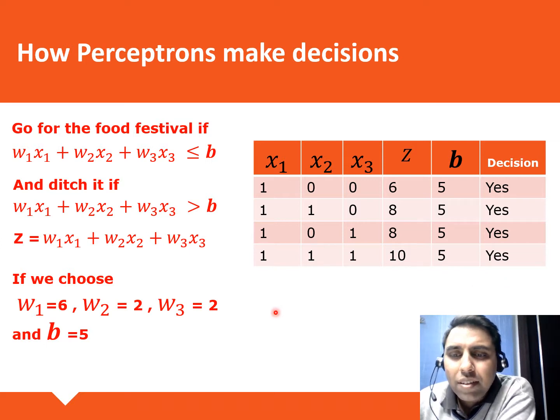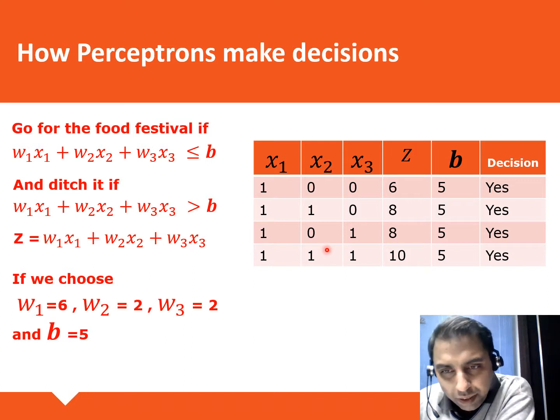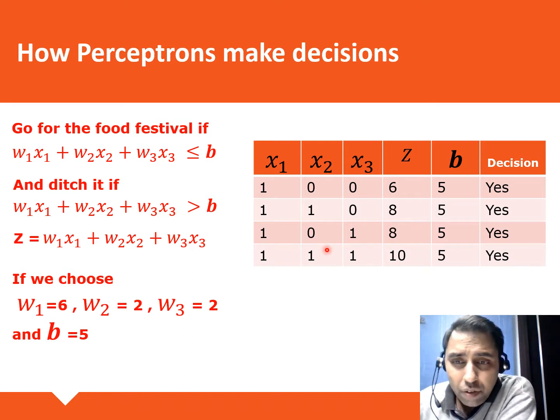If I translate this into plain English, for this particular choice of W's and B's, what happens is, irrespective of what x2 and x3 are, or irrespective of whether or not you have parking, or whether or not you are having good company, if the weather is fine, then you will go. So it appears as if the weather is the single most important factor. And why is it that way? Because we have chosen the weights to be that way. Had the weights been chosen differently, the decision outcomes would also be different.